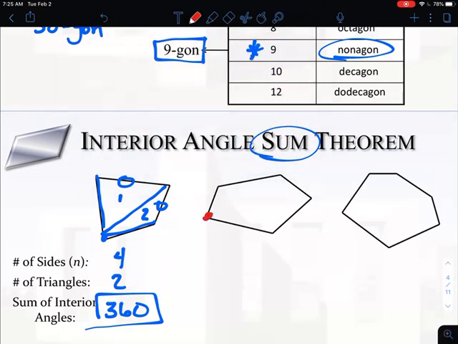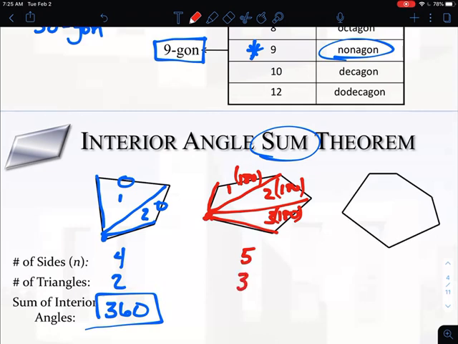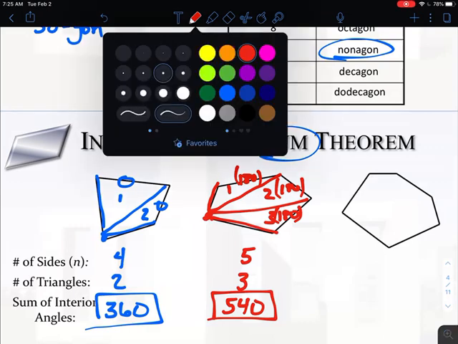When we look at the pentagon, if I start at a corner and connect it to all the other corners in the picture, we notice that this time we create 1, 2, 3 different triangles. Each triangle adds up to 180. In this case, I have 5 sides. When I connected my corners, I got 3 triangles, and that means I have 3 180s, or a total of 540. Again, I would commit this to memory. Anytime you see a pentagon, it's going to add up to 540 degrees.